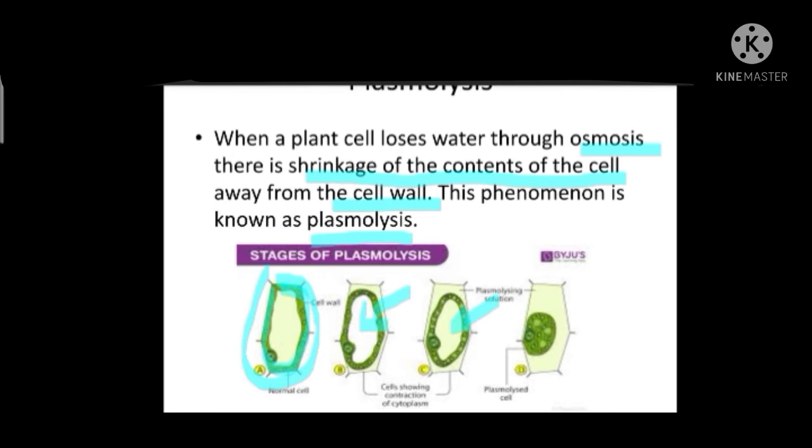But when they continuously lose the water, what happens? All the water will be lost from the cell. As a result, the inner cellular contents have moved away from the cell wall, and this phenomenon is known as plasmolysis.